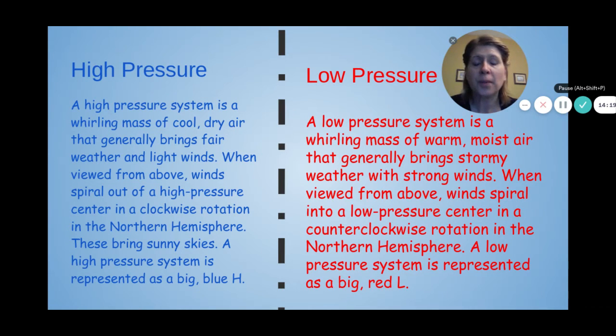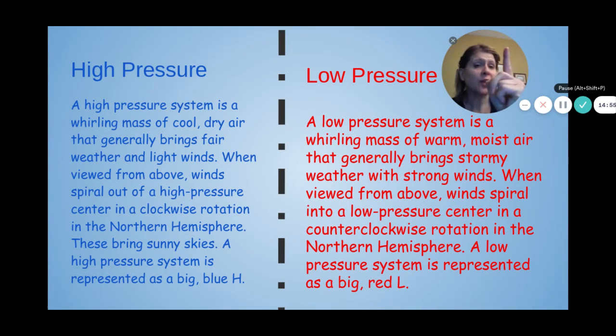All right, the next section we're going to be looking at is high pressure and low pressure. High pressure is a system, a whirling mass of cool, dry air that generally brings fair weather and light winds. From the view from above, the winds swirl in a high pressure system in a clockwise motion. So if you think about the clock and you look at this circle here on where my face is, then you can think about how it goes. It goes toward the right. So it's going to swirl this direction toward the right.